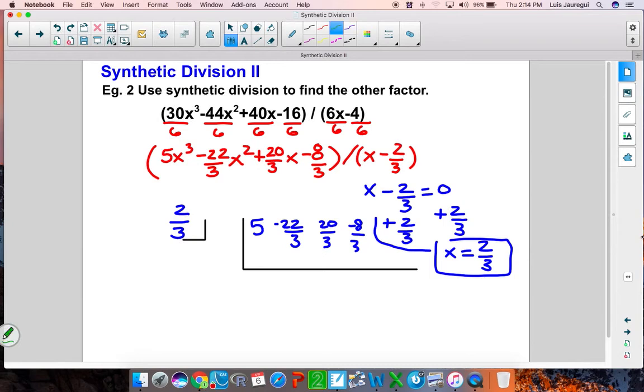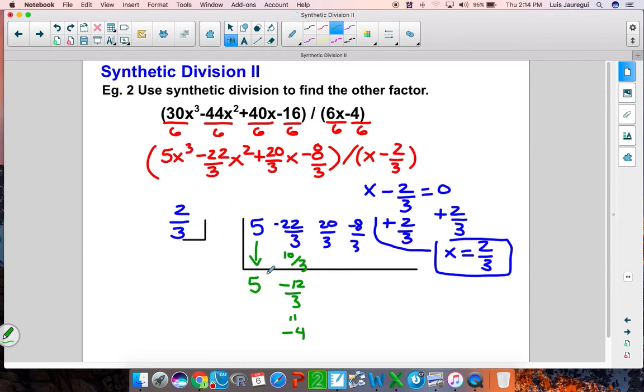Then we start off by dropping this particular term, so that's 5. And then we do 2/3 times 5. So 2 times 5 is 10 over 3. So 10/3 will be the result. Notice we add this together and we end up with negative 12/3. And negative 12/3 is the same as negative 4. So let's keep that as negative 4.